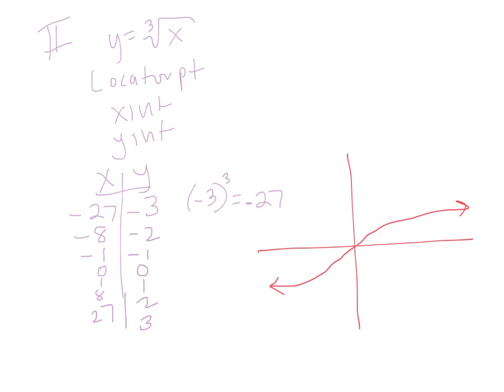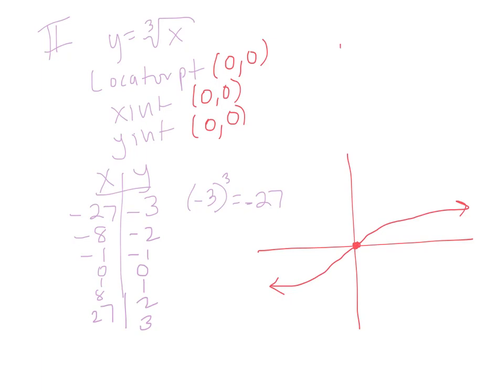But I'm going to move on. The locator point is going to be this point as well. So generally when we're talking about parent functions, the locator point is going to be 0, 0. And in this case, it's also the x-intercept and the y-intercept. So those are the 3 points that we always want to pay attention to.